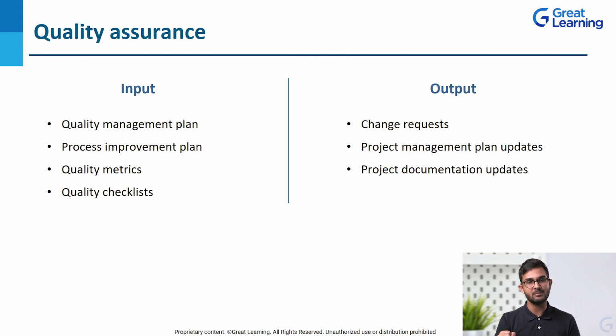Then project management plan updates, if there is any update that needs to be done, because planning things and executing things are two different things. Sometimes we'll plan something, but when it comes to implementing, we'll see it from a different perspective. So if there are any updates in that direction, that needs to be done, and that is done from quality assurance. Then project documentation updates. So these are the major outputs once the quality assurance is done.